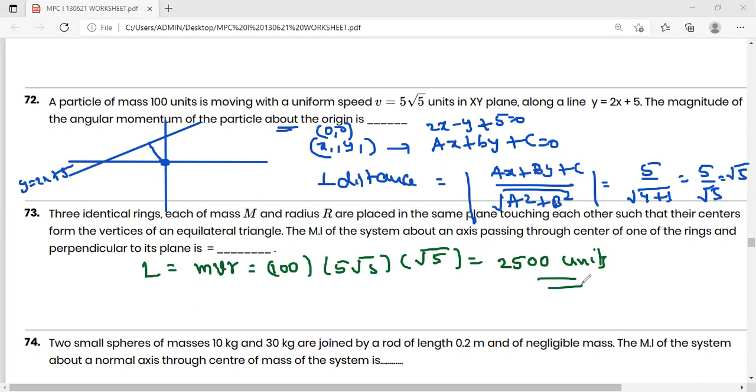Here the important factor is how to find out the perpendicular distance. If you want to calculate the perpendicular distance of a line from any particular point (x1, y1), the formula is modulus of (ax1 plus by1 plus c) by root over a square plus b square. By using that, we calculate the perpendicular distance.